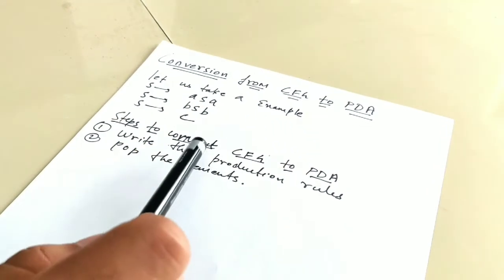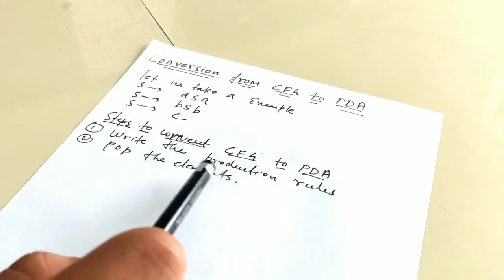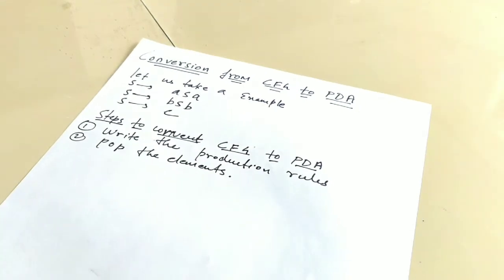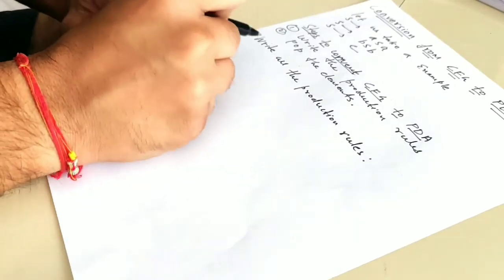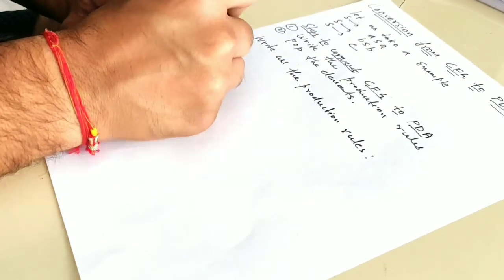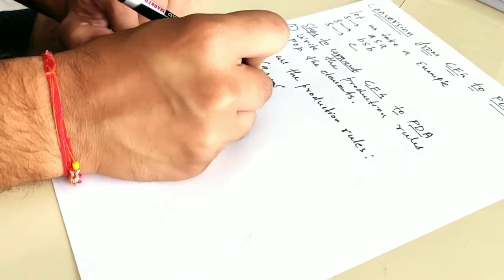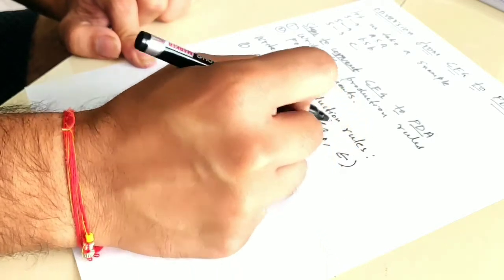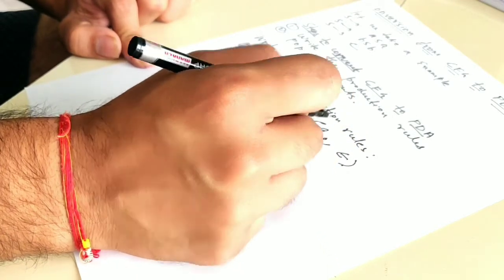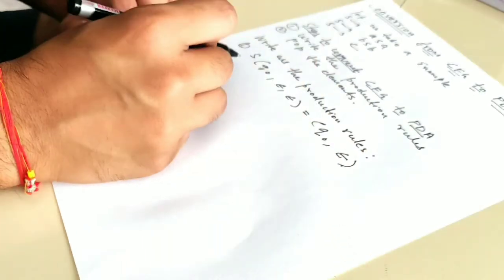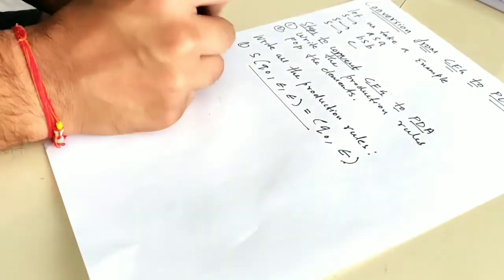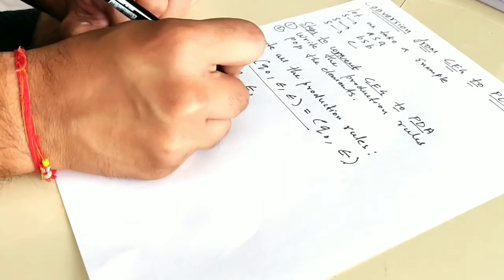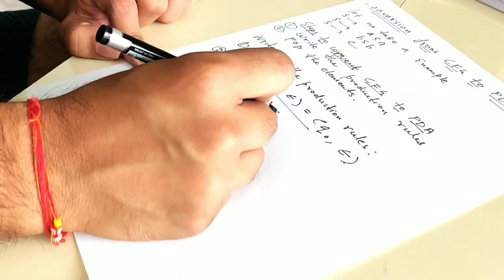The first rule is first of all write all the production rules and then start popping the elements. So let's solve this example and this concept will be clearer then. Now let's write all the production rules first. So first is delta of q naught, epsilon, epsilon equals q naught, S. Here q naught is the state and epsilon is the value of the stack, so there's nothing in the stack. This stack is empty. So let's come to the second.